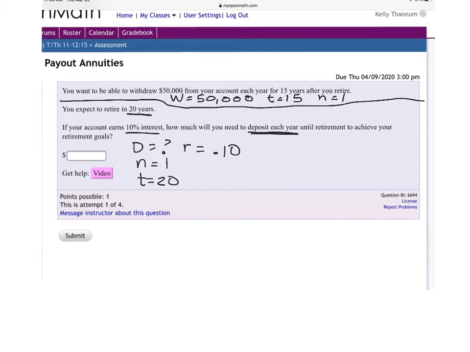So the first thing we need to do is figure out how much we would need in our account to withdraw that $50,000 every year for 15 years. So it assumes the 10% rate is the same for both. So first of all, let's use our payout annuity. So how much do we need in our account? So this is our step 1. We don't know how much we need in our account. We want to withdraw $50,000.